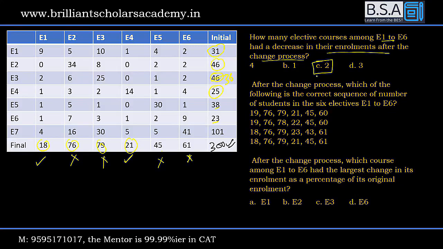After the change process, which of the following is the current sequence of students from E1 to E6? E1 is 18, E2 is 76. These are gone. Then 79 seems correct, then 21. This is the correct sequence. You have to simply observe what the sequence is: 18, 76, 79, 21, 45, 61. That seems like the correct sequence.